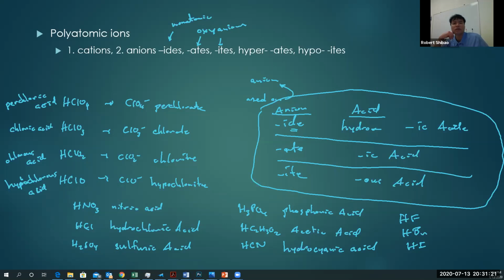Why wouldn't it be hydronitric acid? Hydro is only used when the anion ends in I-D-E. This one is nitrate, and so it ends in A-T-E, so it goes to nitric acid. That's why. And so we have to have an ide.